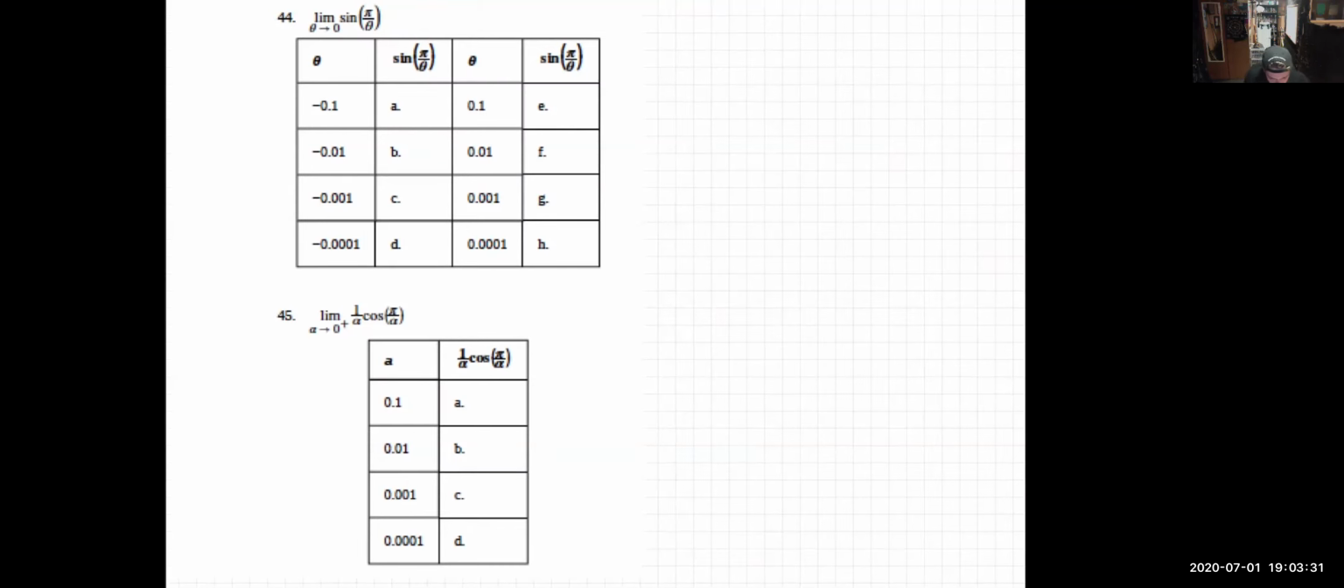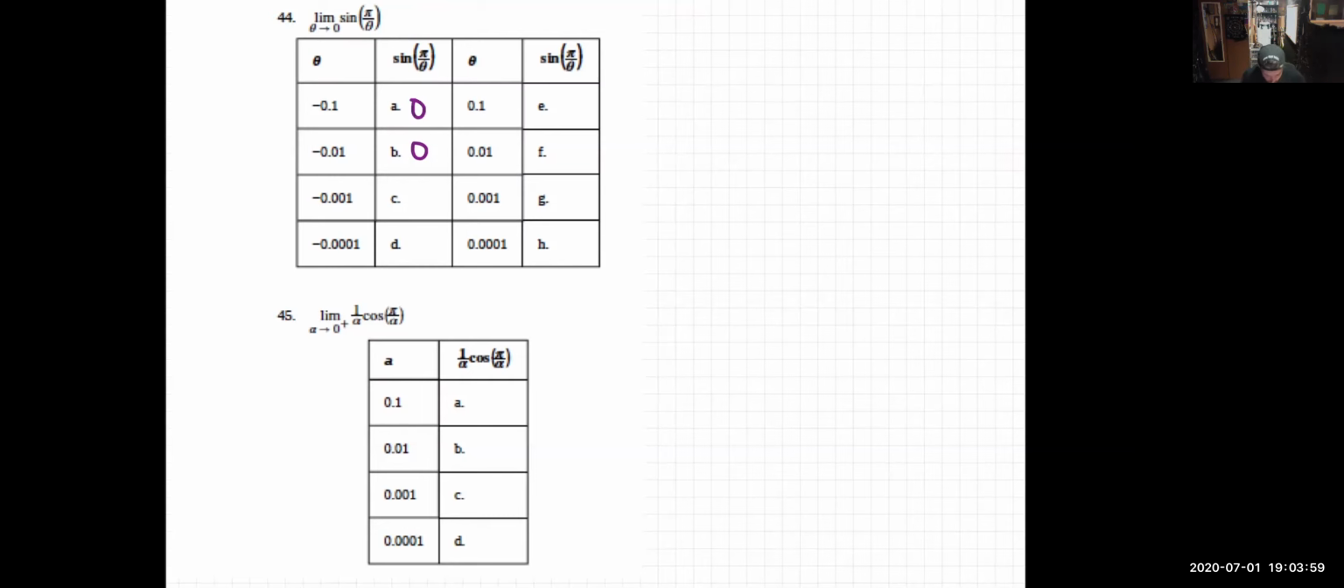So, okay, plugging in negative 0.1. Let's just go in order. So negative 0.1, we get a y value of 0. So let's see, negative 0.01 tells us again 0. Maybe it's some infinitesimally small decimal and the calculator is just rounding it to 0. But who knows? Let's see.